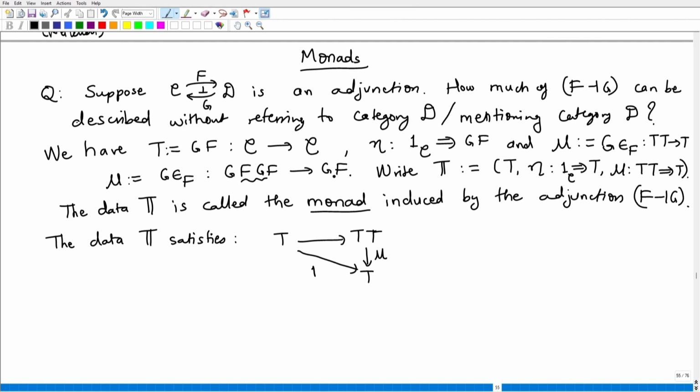Then this one is just 1 sub T. And this one is 1 sub T composed with eta, not the vertical composition but the horizontal one. Therefore we are going to say eta sub T. Okay. So this is true. Can you verify that? Why does this happen? Eta sub T. This actually follows exactly from the triangular identities.